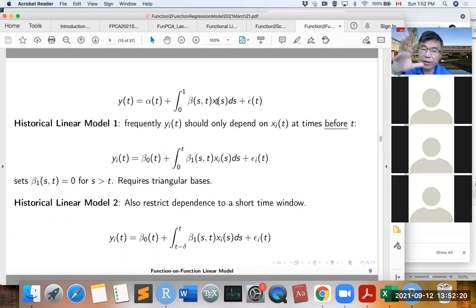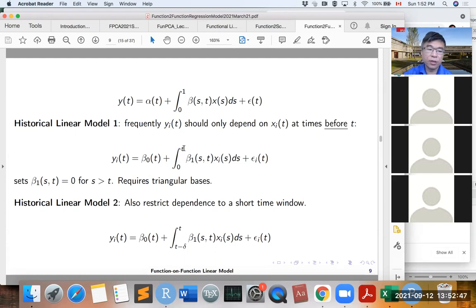So the forest fire today will only depend on the weather before today, right? It cannot depend on the weather after today. So therefore, we can have the historical linear model 1. So basically, y_i(t) will only depend on the value of x_i(s) when s is less than t.